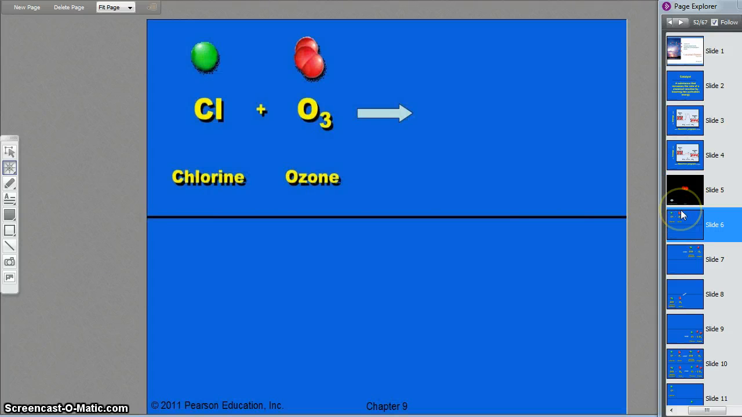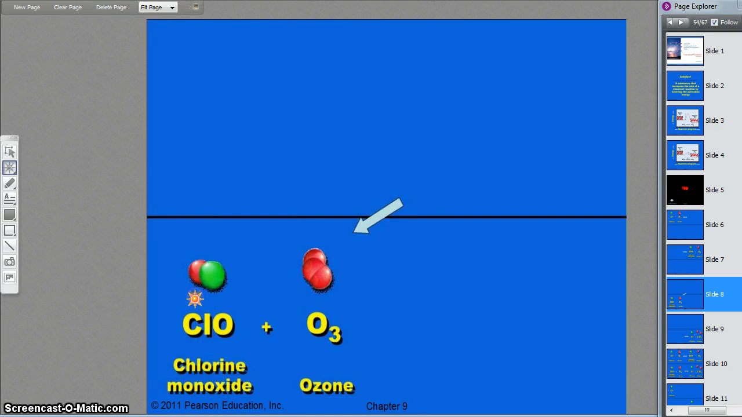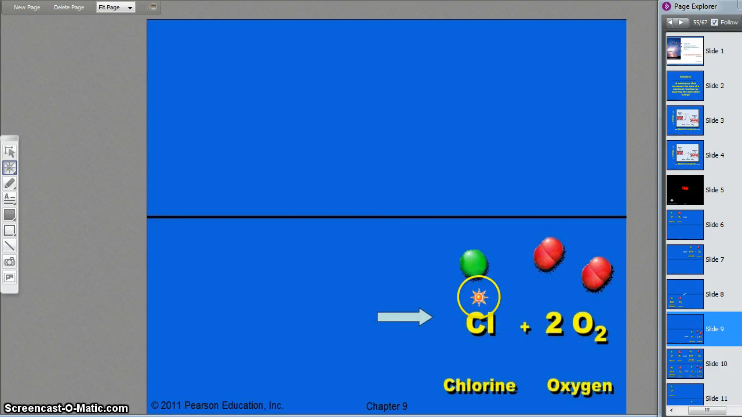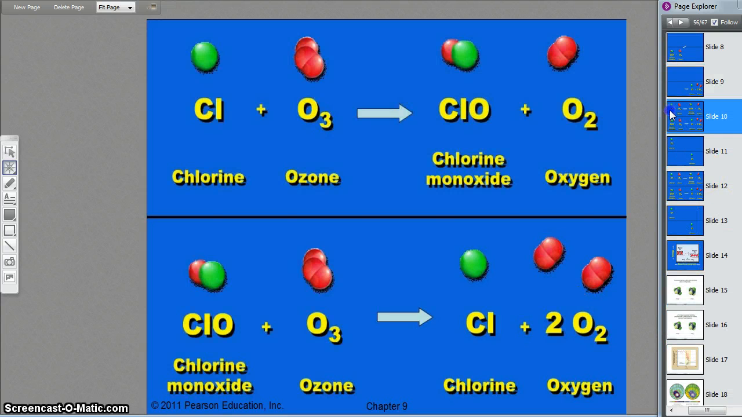So this is how the actual thing works. We have our chlorine atom here on the left, and we have an ozone molecule next to it. We're going to react those together. When we react them together, what we form is chlorine monoxide and an oxygen molecule. Now, that chlorine monoxide runs into another ozone molecule, and that breaks the chlorine atom free, and we have 2 oxygen molecules.